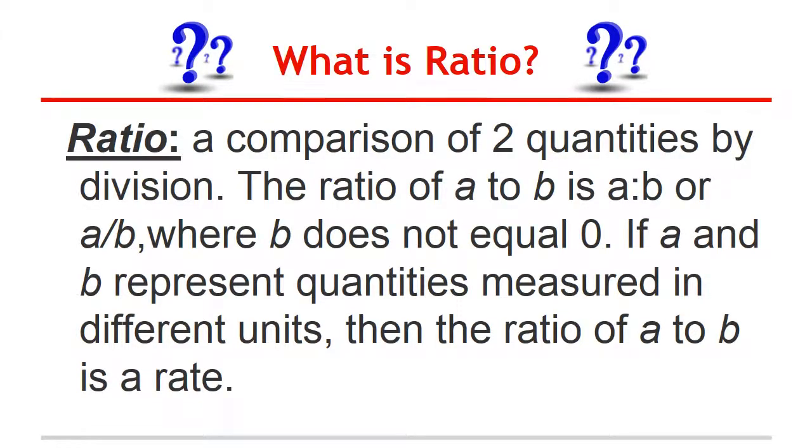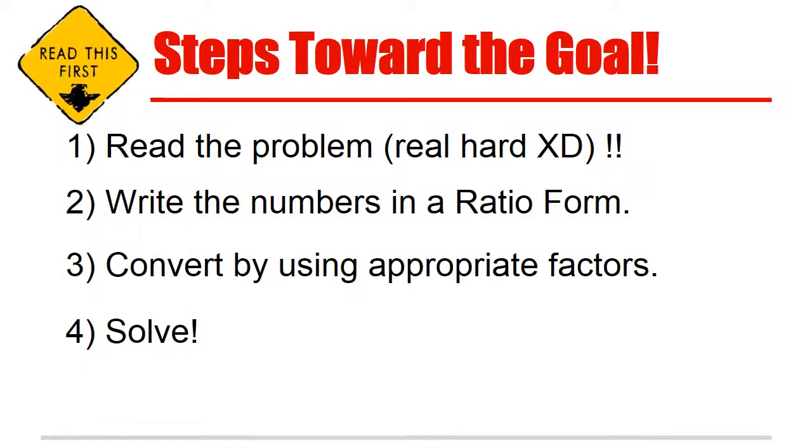What is ratio? Ratio is a comparison of two quantities by division. The ratio of A to B is A to B, or A over B, where B does not equal 0. If A and B represent quantities measured in different units, then the ratio of A to B is a rate.